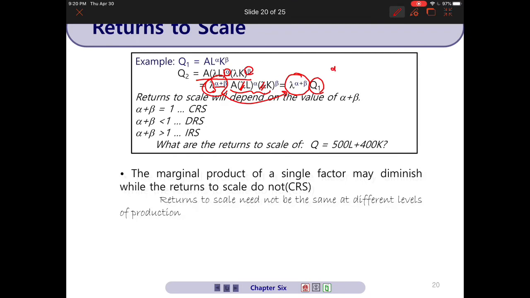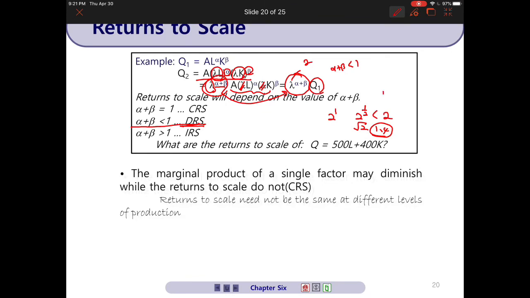So let's say if alpha plus beta becomes less than 1, then what will happen? This is decreasing return to scale. Let's put 2 for lambda. So 2 to the 1 is 2, but 2 to the half will become less than 2, right? This is the square root of 2, which is 1.4. So even after we double the input, the output increases as a result, but less than 2 times. That's decreasing return to scale.